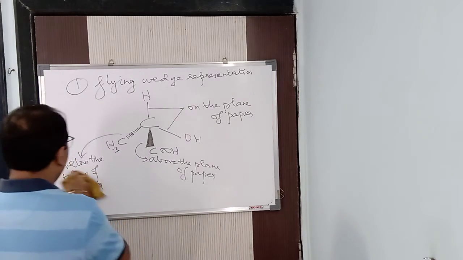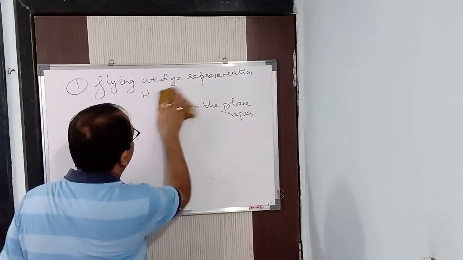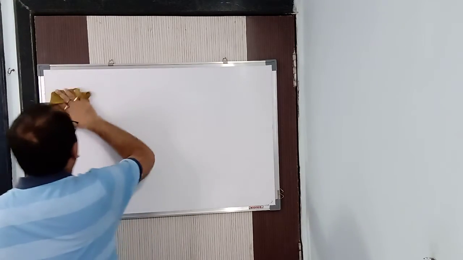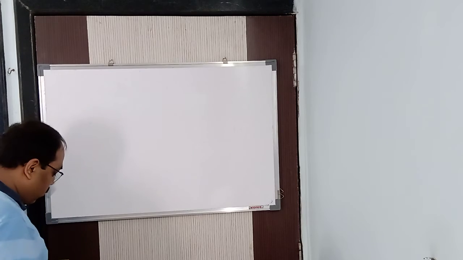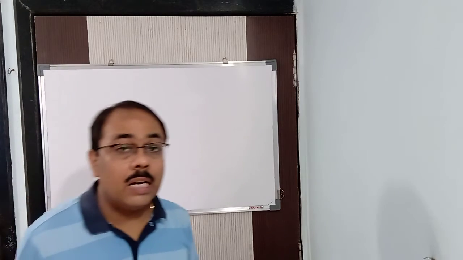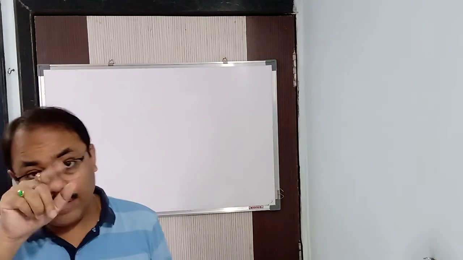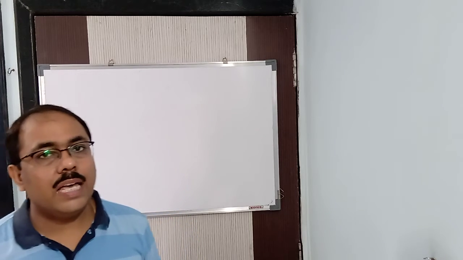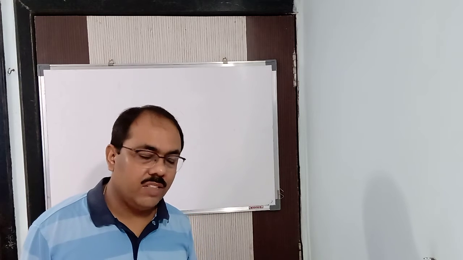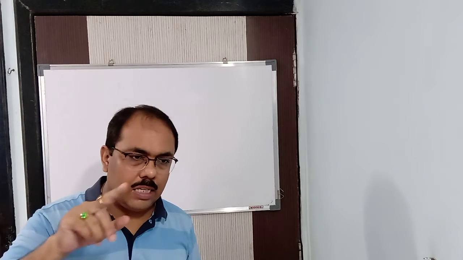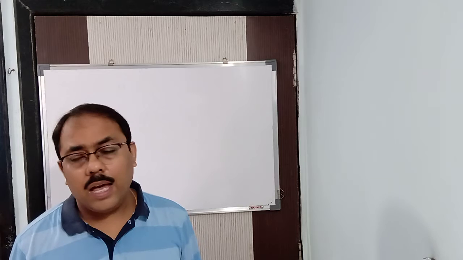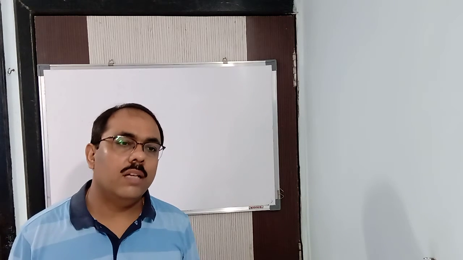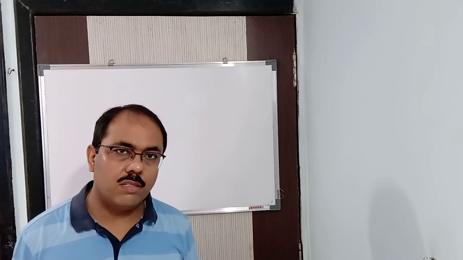Okay, understood now? Next, we have Fisher projections. A scientist was there whose name was Emil Fisher. He also gave us the RS system of nomenclature, which I will teach you later on. Capital R, capital S. R means rectus, R-E-C-T-U-S, and S means sinistus, S-I-N-I-S-T-U-S.